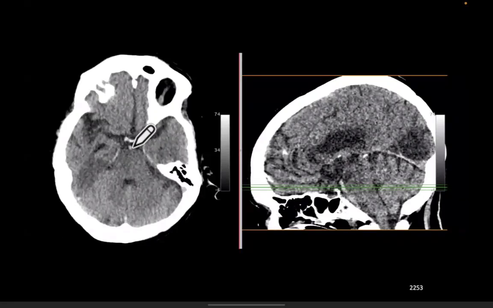But if you look at the sagittal reconstruction, it's more than the tip. It's involving almost all of the entire basilar artery. And we've got posterior circulation infarction.